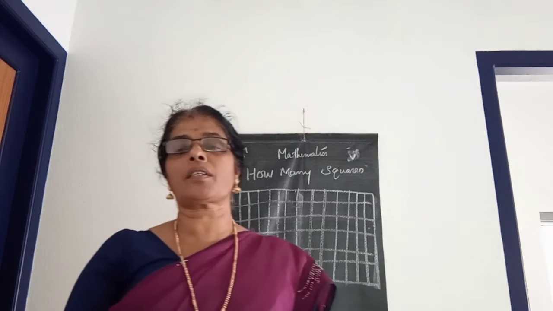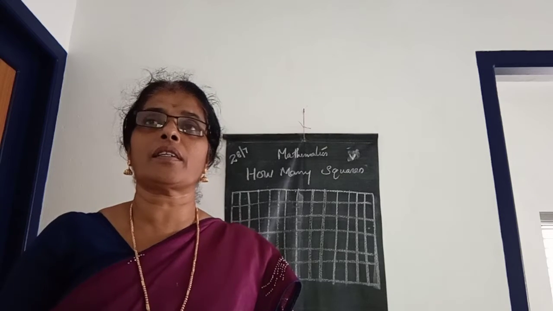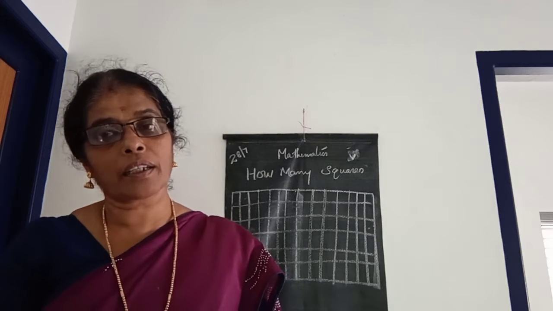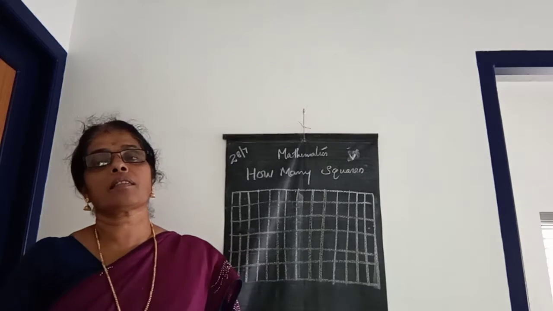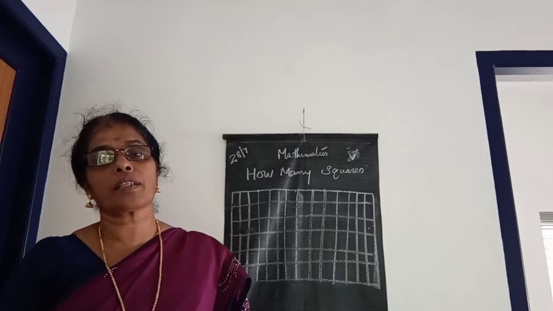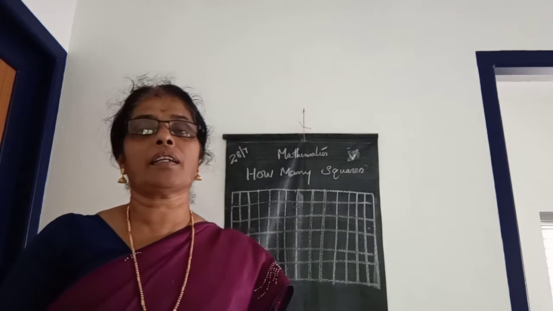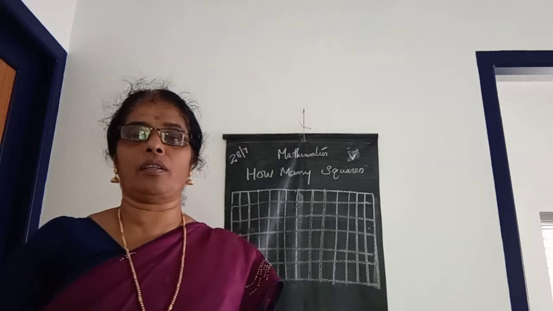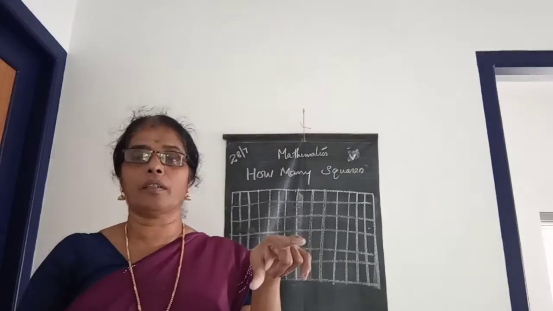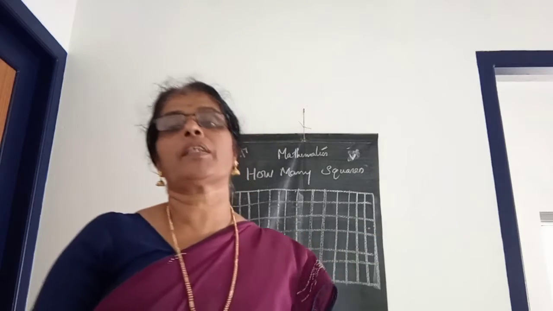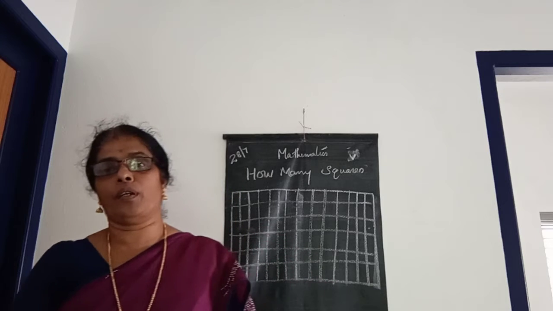Isn't it? A square means how many sides, children? A four-sided figure, isn't it? A square is a four-sided figure. Then a rectangle is also a four-sided figure. A square has four sides, and those four sides are equal. All sides are equal. But in the case of a rectangle, opposite sides are equal, not all four sides. The figure with four equal sides is a square. And a rectangle is four-sided, but opposite sides are equal, isn't it?